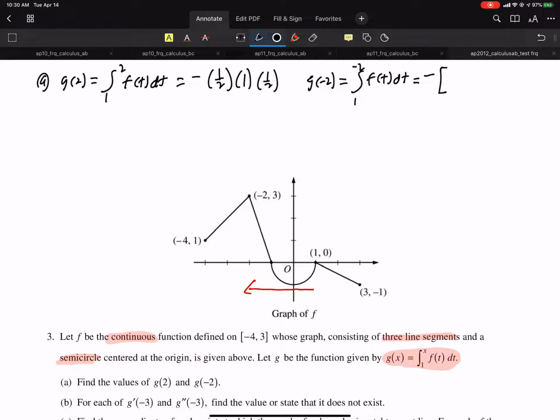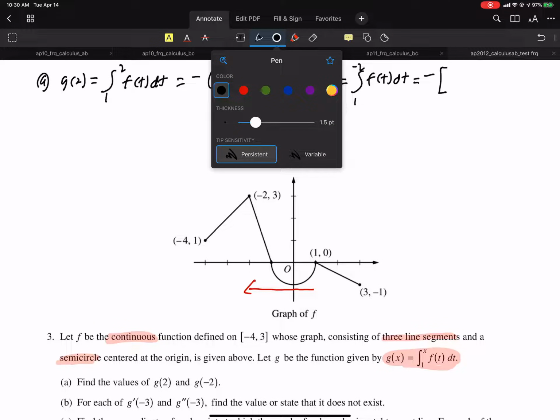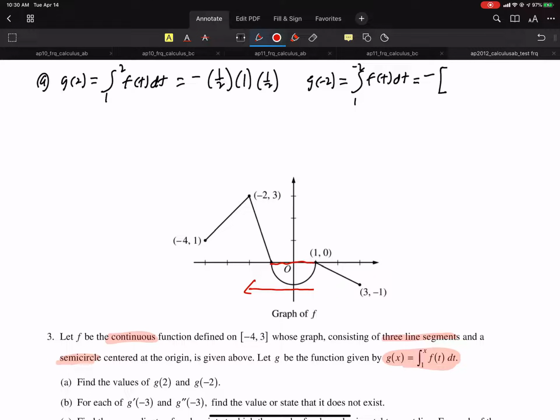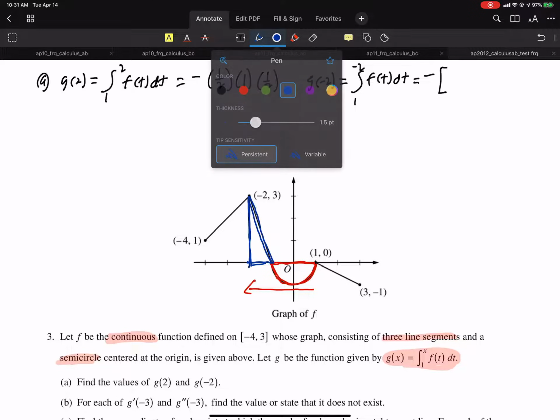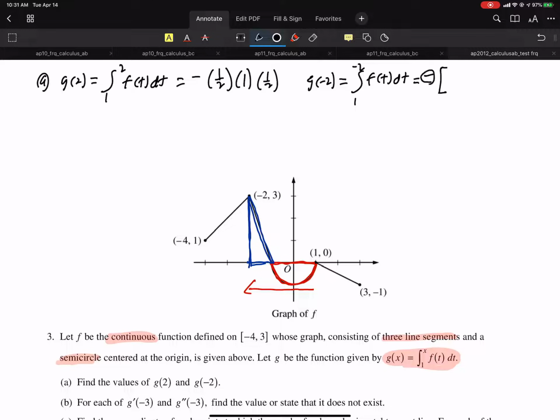Or there's another way to look at it here. Let me change colors. Normally you find that net area, and normally that would be negative because it's below, but since we're going backwards, it's going to be positive. And then we need the area of that triangle. Normally, again, that would be positive, but since we're going backwards, it's going to be negative. So that's why I put the negative here, to make them opposite.